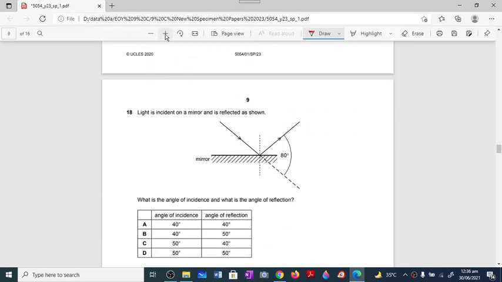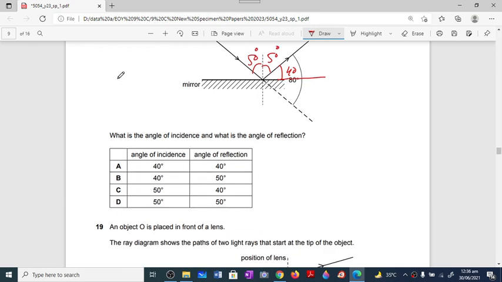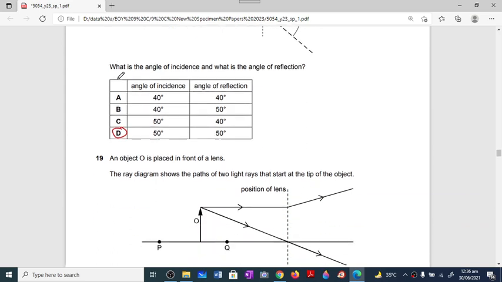Question number 18, a very good question. So this is 80 in total, which means this is 40, and now the angle of reflection and angle of incidence will be 50. So you will do that question by drawing the values. For question number 18, the angle of incidence is 50 and the angle of reflection is also 50.